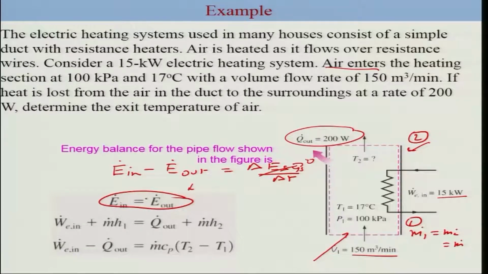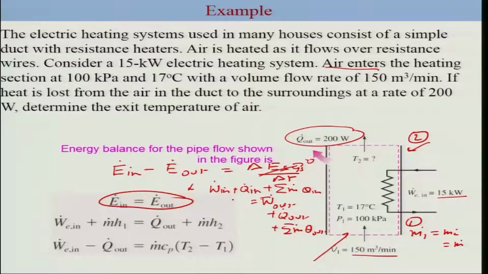Now what is the E in here? E in is the work supplied to the system and the heat supplied to the system, plus the energy of the flowing fluid. That is, you have W dot in plus Q dot in plus summation m dot θ in should be equal to W dot out plus Q dot out plus summation m dot θ out.